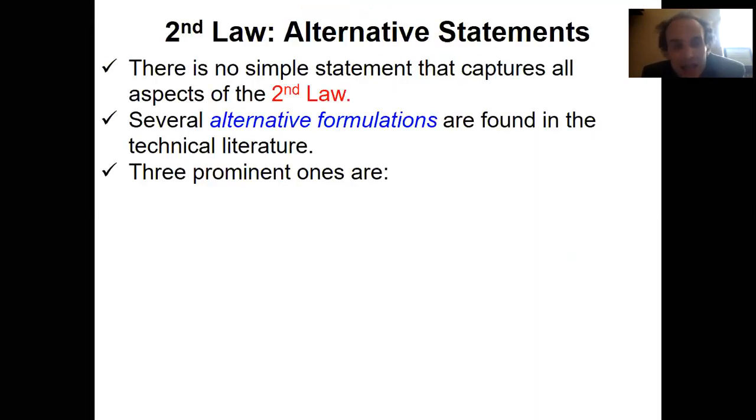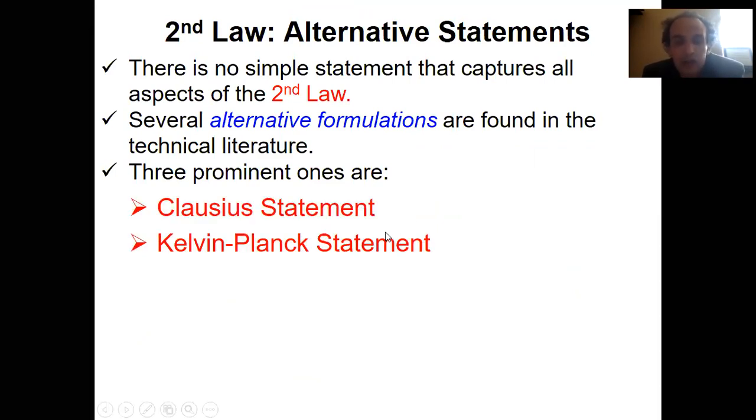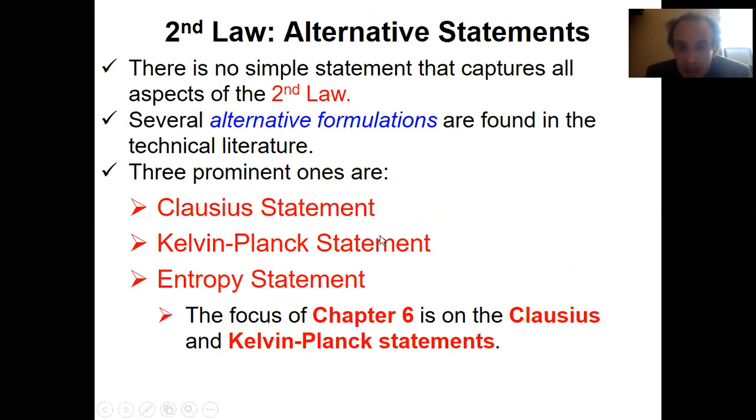As I told you, there are many alternative formulations, but we'll talk here about three of them: Clausius, Kelvin-Planck, and the entropy statement. About entropy, we'll talk in the next chapter, chapter 7. But in chapter 6, we talk about Clausius and Kelvin-Planck. You may understand what it is about. Recall, what makes us different from the ancient Greeks? We know that you can transfer heat from a cold to a hot source. A fridge does it. So we know there is a refrigeration cycle. So the Clausius statement will be a statement about the refrigeration cycle. It will give you some limitation on it.